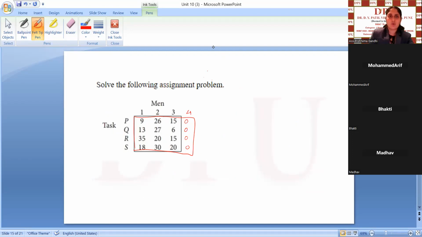So in the first row, what is your first row? This is your first row, right? 9, 26, 15, 0. So what is the minimum of this? Minimum of this is 0. So you are subtracting 0 from each of the numbers, so your row will remain the same. In this case, the row will remain the same.